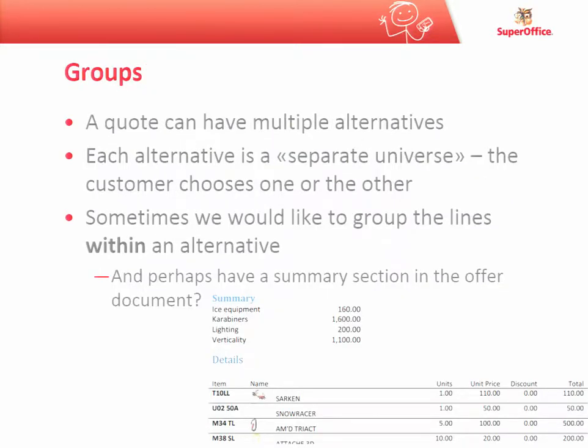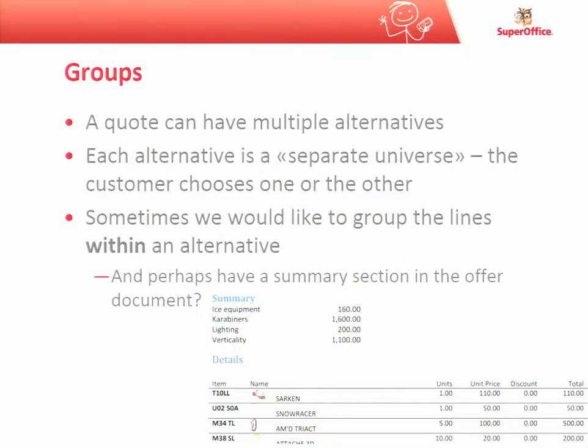Now, groups. The concept of alternative is to give the customer a choice. You can buy this, or you can buy that. You can buy red wine, or you can buy white wine. Or something else, beer. And they don't overlap. Each alternative is a separate universe.